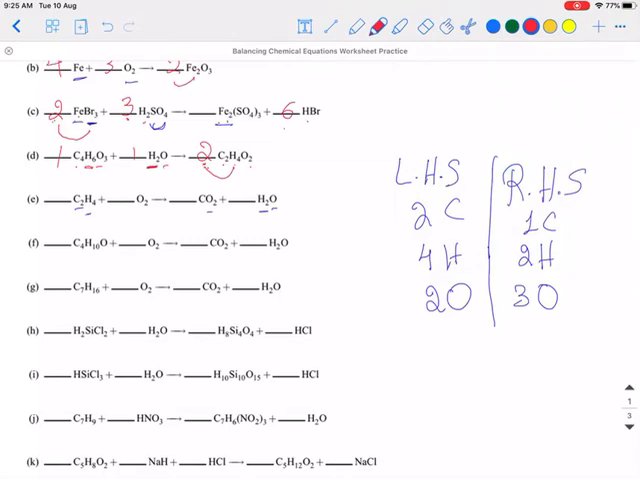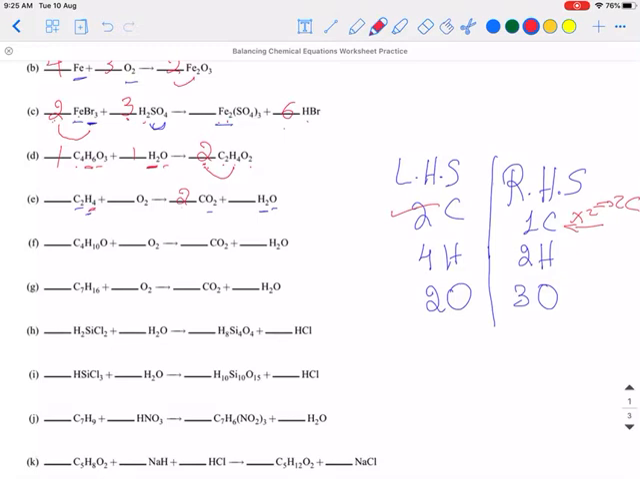Let us start using trial and error to balance these equations. I can multiply this by 2 to give me 2 carbons, so I put here 2. Now this is balanced. When I multiply by 2, I disturbed oxygen. So 2 oxygen and 1 5.